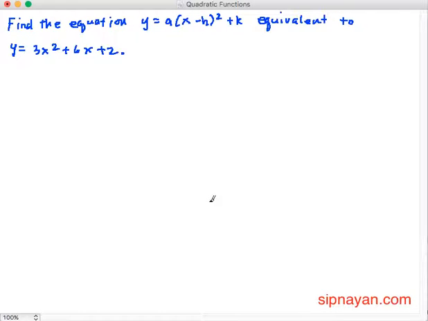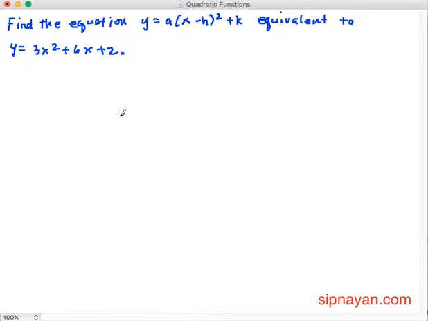Welcome sa zip9.com. Itutuloy natin yung ating series about quadratic functions, and dito sa video na to ay magbibigay tayo ng specific example ng pag-convert ng general form ng quadratic function to the vertex form.